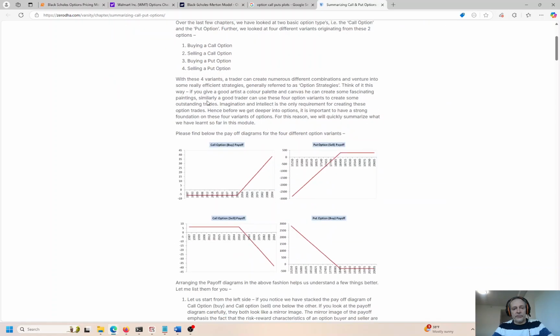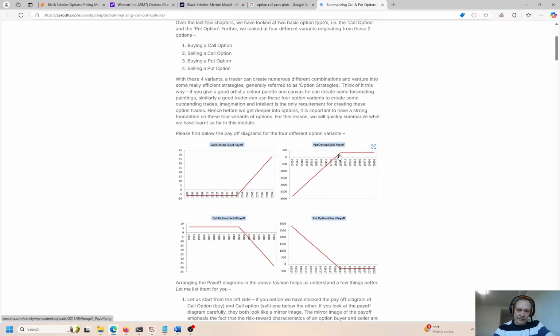Okay, so call option payoff, so anything that is positive. This is a call buy payoff, and this is a call put payoff, so it's going down, but it's still positive because you want the stock to go down. This is going up in money, in value, right? Call option buy payoff, put option sell payoff.